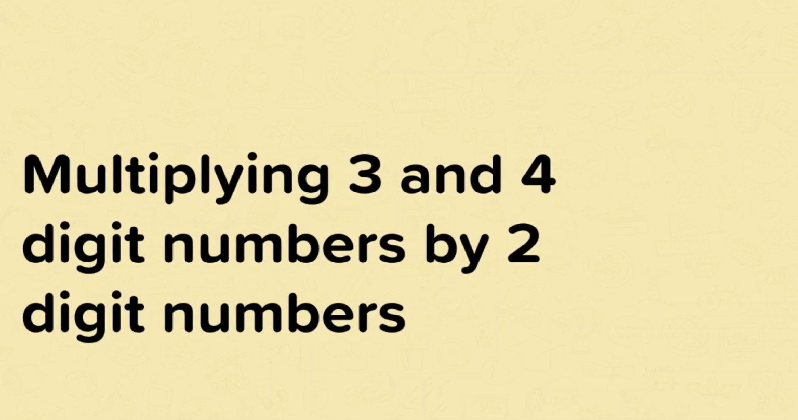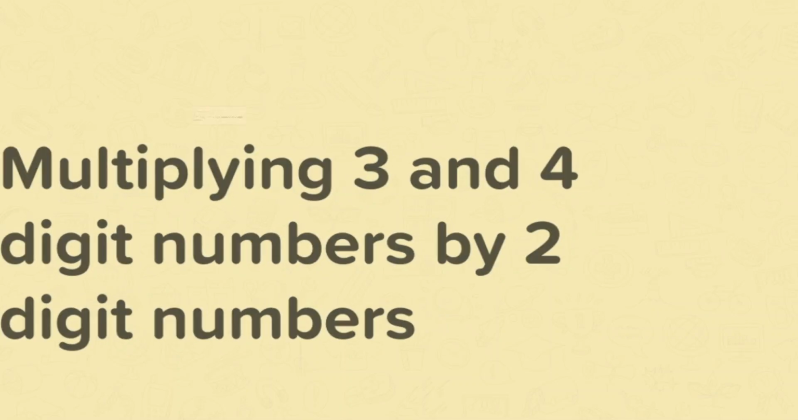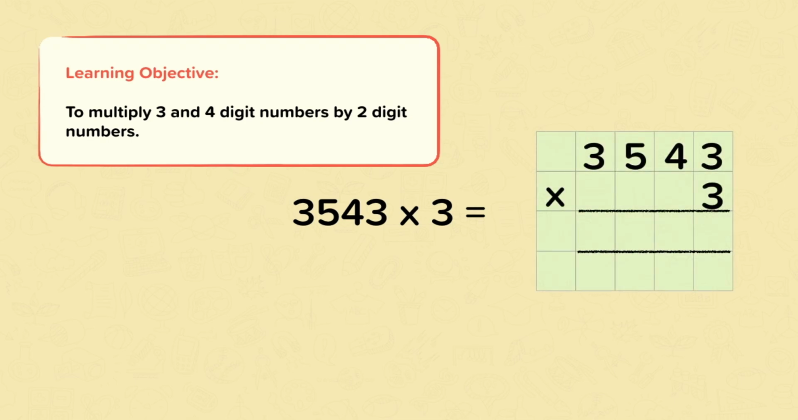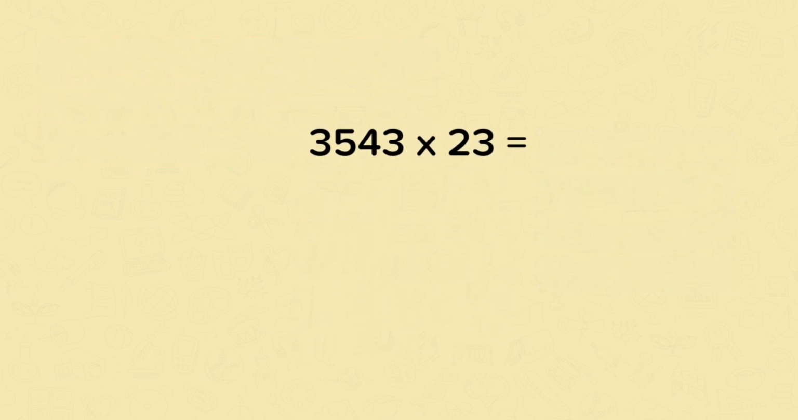Multiplying 3 and 4 digit numbers by 2 digit numbers. In this nugget, the learning objective is to multiply 3 and 4 digit numbers by 2 digit numbers. To solve this calculation, 3,543 times 3, we could use this written method. But when we're multiplying by a 2 digit number, such as 23, the method is slightly different. The method that we use is called long multiplication.